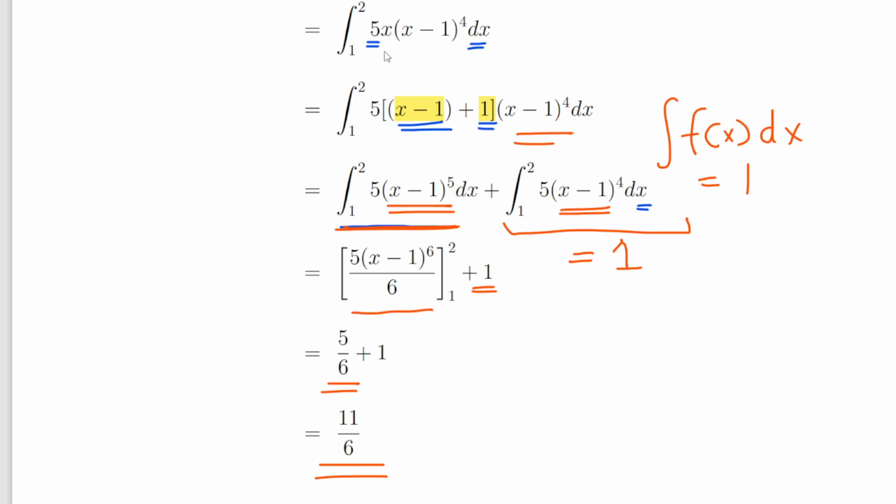So what was the tricky part here was actually going from 5x and splitting it up into x minus 1 and 1 so that you can have these two expressions here. And knowing that, you save yourself a bit of work by knowing immediately that that was going to integrate to 1.